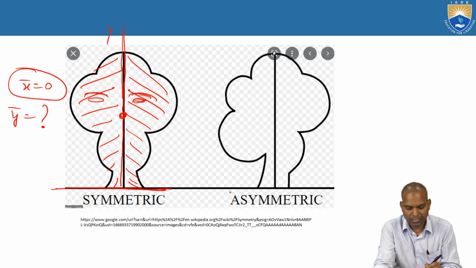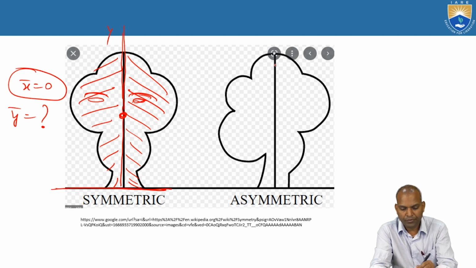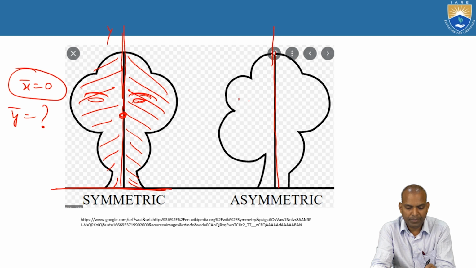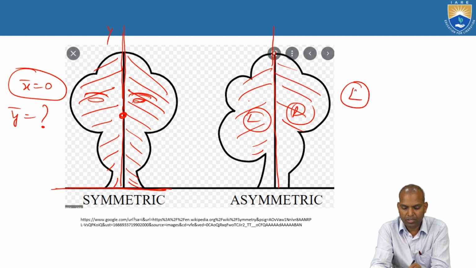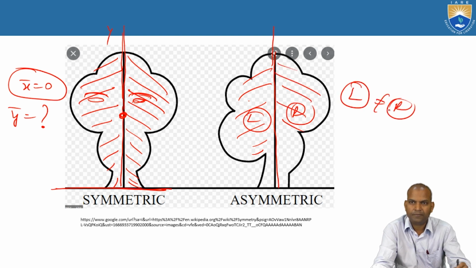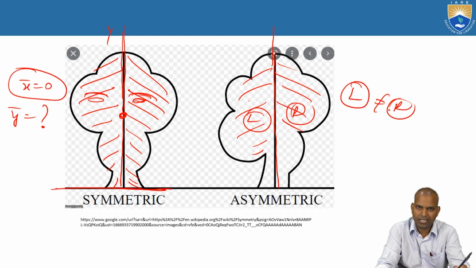Now coming to the asymmetric figure. Here, if you draw the central line, the geometry on the left part is different from the right part. So the left side is not equal to the right side. The geometry is not the same. That's why it is asymmetric.